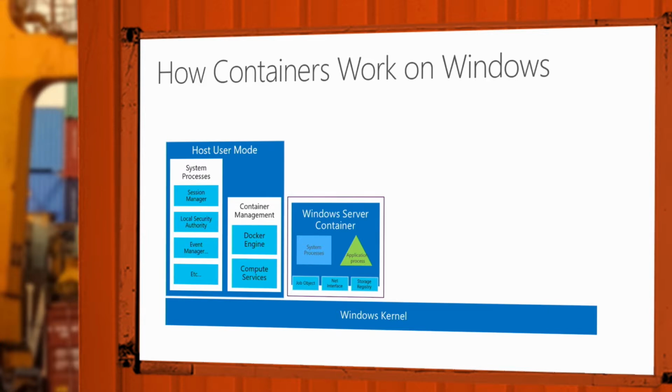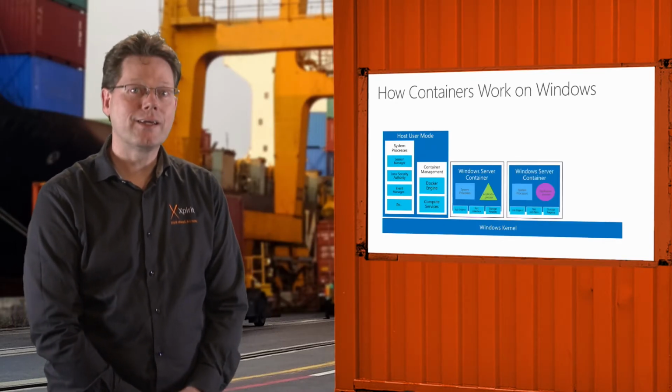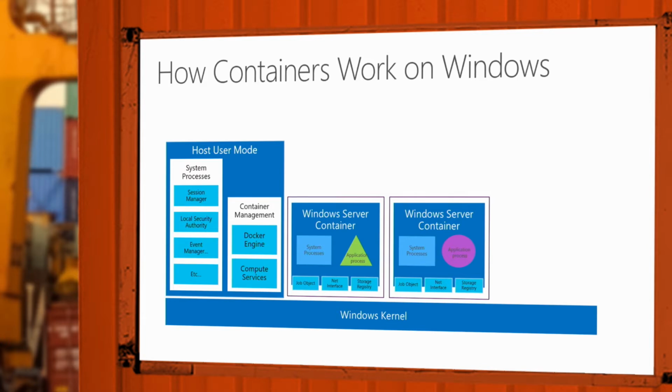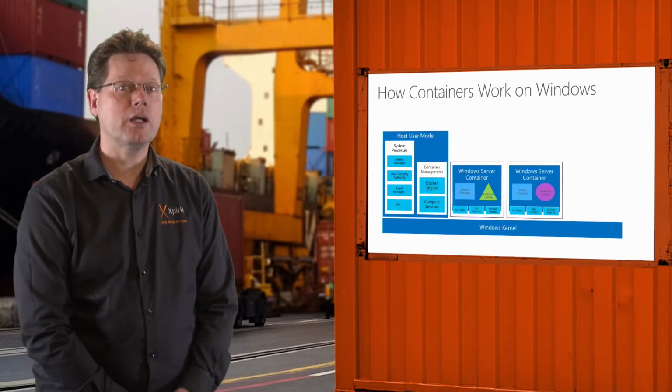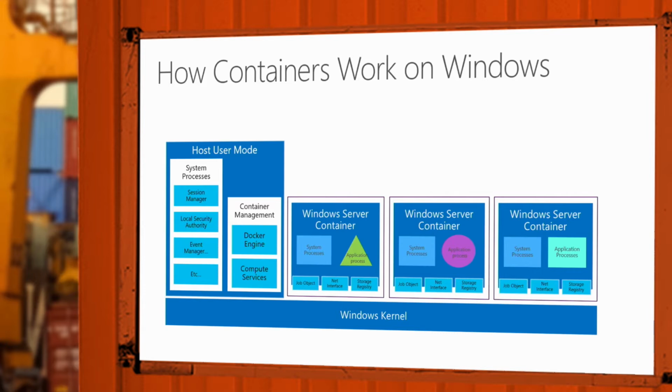You see in this diagram that we have a green triangle. That's my application now running in a container on the host, sharing the Windows kernel. Now when I add a new container, I again get a set of instances of these processes plus my own process. Those are created by my application. In this diagram, the purple round and the Azure blue square are my processes.